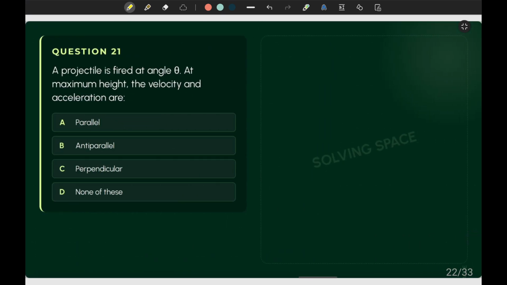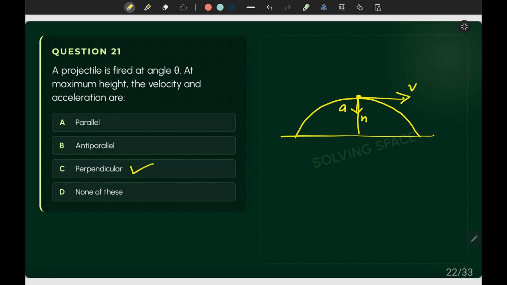Question number 21. A projectile is fired at an angle theta. At maximum height, the velocity and acceleration are? When the projectile is fired at angle theta, at the maximum height there is only horizontal velocity, and the acceleration is vertical. So they are perpendicular to each other.